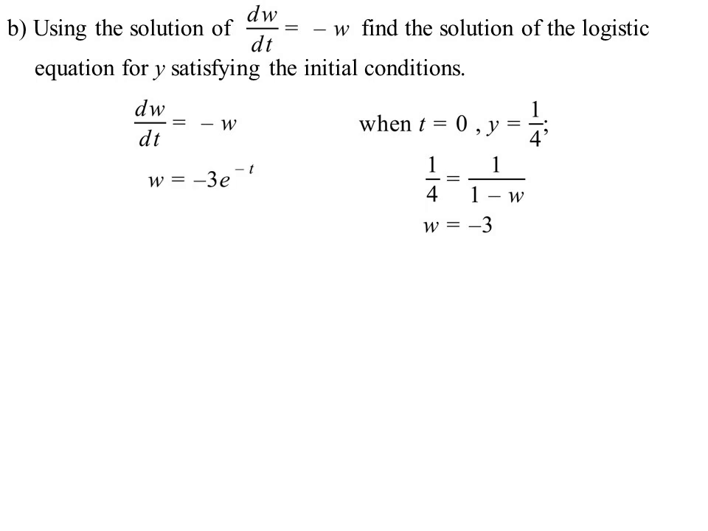Now if we see this one's dw, but basically if we see dp/dt equals minus constant times p, we know the solution is some constant, a e to the kt, where a is the initial population. So we know the solution to this will be minus 3 e to the minus t.